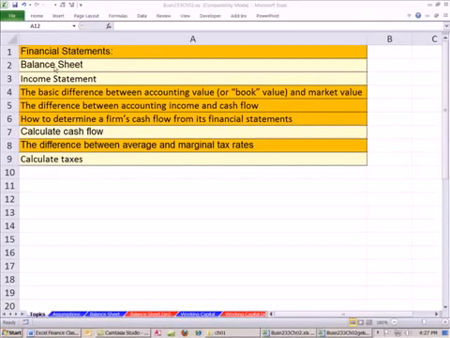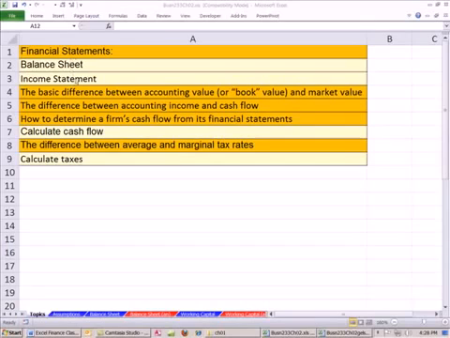Hey, Chapter 2. In Chapter 1, we talked about introductory terms, the goal of finance and things like that. In this chapter, we're going to talk about financial statements, different aspects of the balance sheet and the income statement, but all in terms of what finance people do with the numbers, not accounting people. Accounting people see the numbers on the balance sheet and the income statement and use the numbers differently than finance people. In particular, in the last couple of videos we'll talk about calculating cash flows from financial statements.